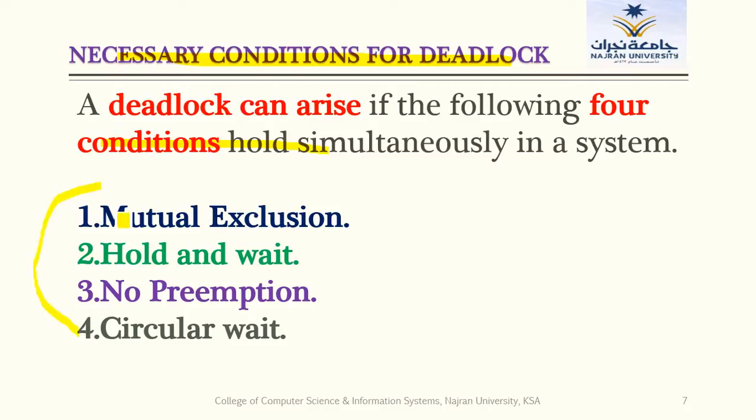So what is the first condition? That is mutual exclusion. Okay, hold and wait, no preemption, and circular wait. So these are the 4 main conditions, the main reasons of deadlock. Whenever we are going to check whether our system may go into deadlock, we will check these 4 conditions: mutual exclusion, hold and wait, no preemption, and circular wait.